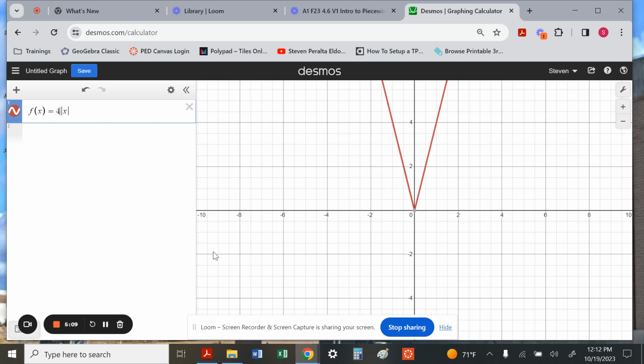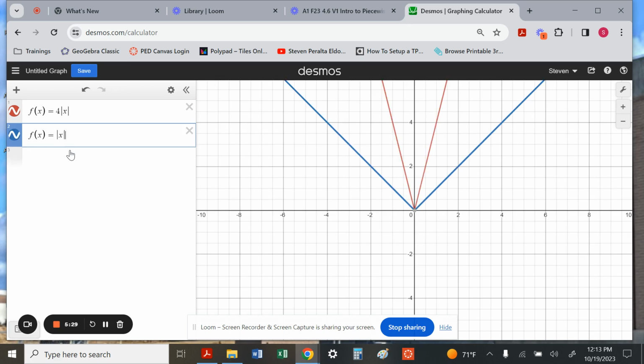If I put a 4 out front, I'll show you why I did a 4. When I put a 4 out front, notice this didn't shift because we didn't put a plus on the outside, but it did go up faster. In reality, it actually went up 4 times faster. Now I'm going to plot the other one. I'm going to do f of x equals the absolute value of x so that we can compare them. I'm going to change this one to black.